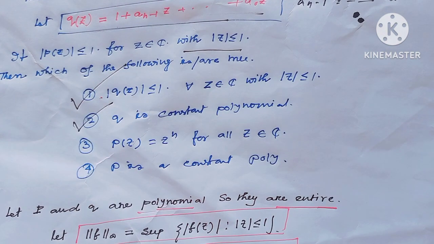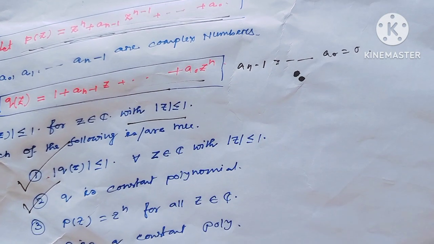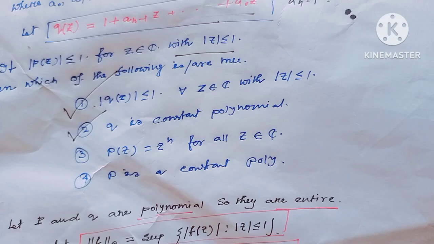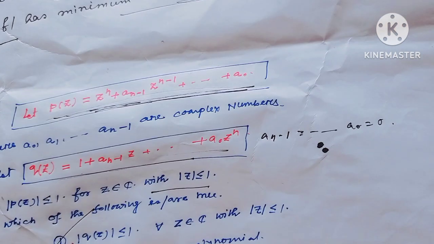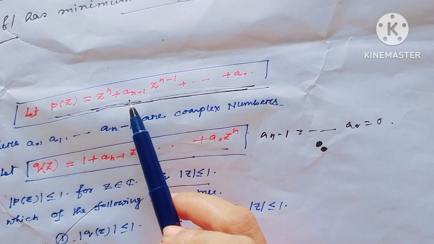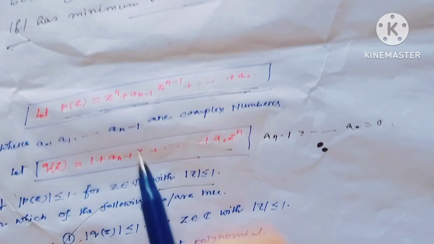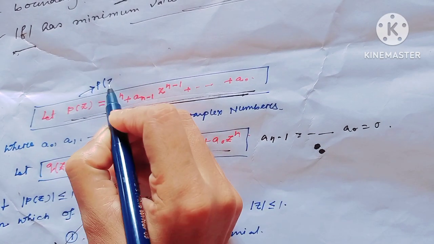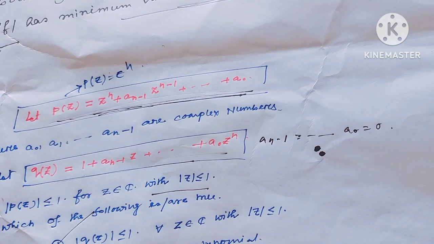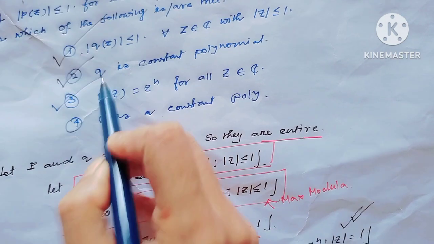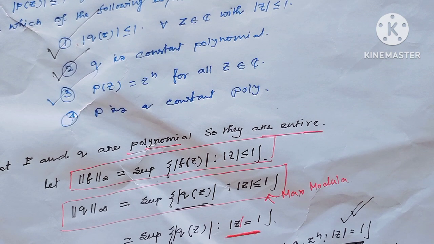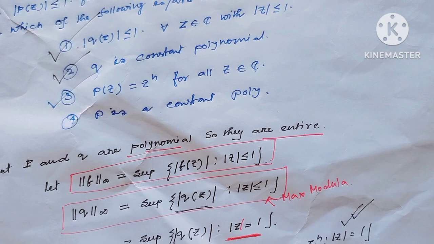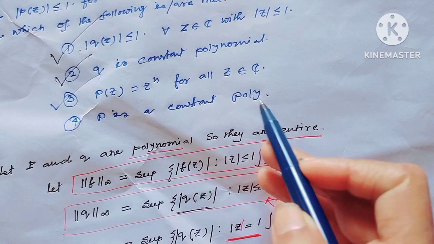This is the right option. Next option: all coefficients a_{n-1} up to a_0 equal to 0, and I have norm Q infinity equal to norm P infinity, and in P(z) if all coefficients equal 0, that implies P(z) equal to z^n. So option 3 is also the right option. P(z) equal to z^n is true for all z in the complex numbers. And option 4 is a wrong option: P is a constant polynomial.